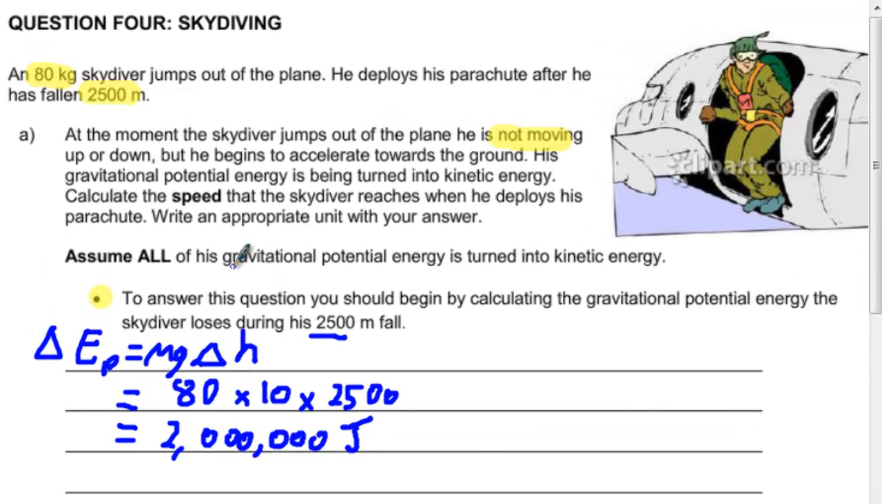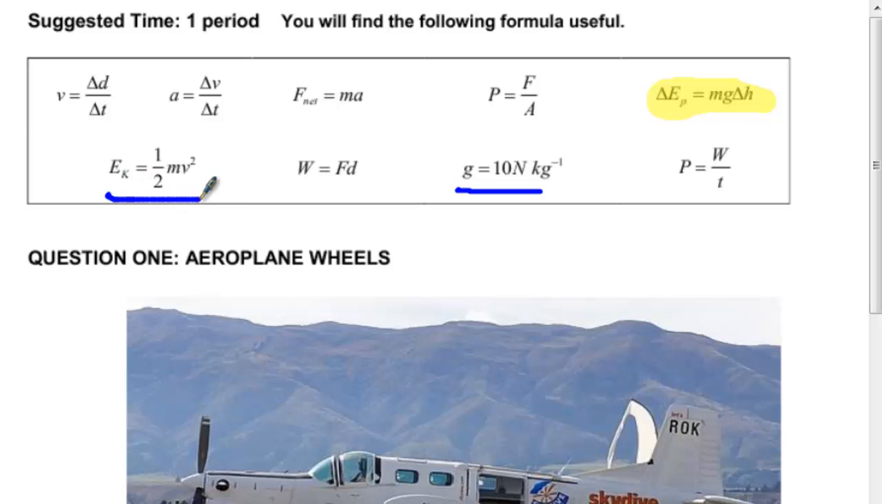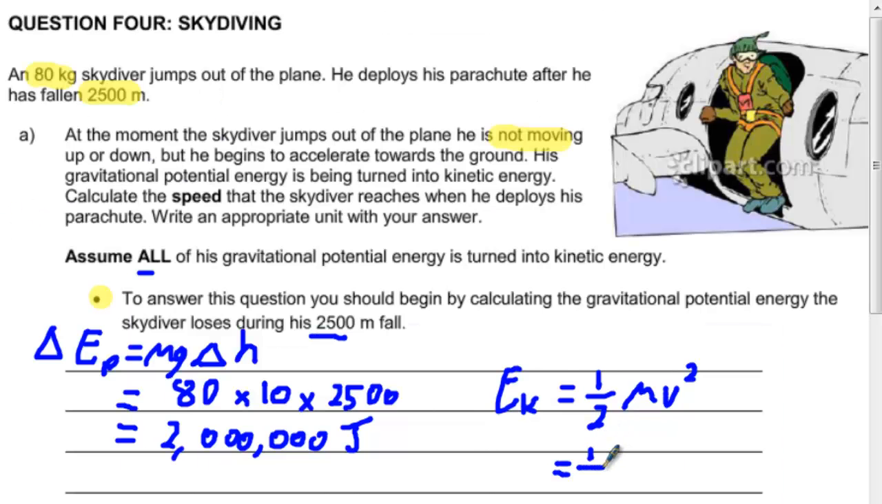Okay, now up here it says all of his gravitational potential energy is turned into kinetic energy. So what's the formula for kinetic again? It's this one over here. EK equals a half mass times velocity squared. So we know the half stays there. Do we know the mass of the skydiver? Yep, that's up here at 80 kilograms. So it's a half times 80. Now do we know the velocity? Oh no, that's what we're trying to find out. So we'll leave that as v. Do we know the kinetic energy? All of his gravitational energy has been turned into kinetic. So yes, we do. It's 2 million.